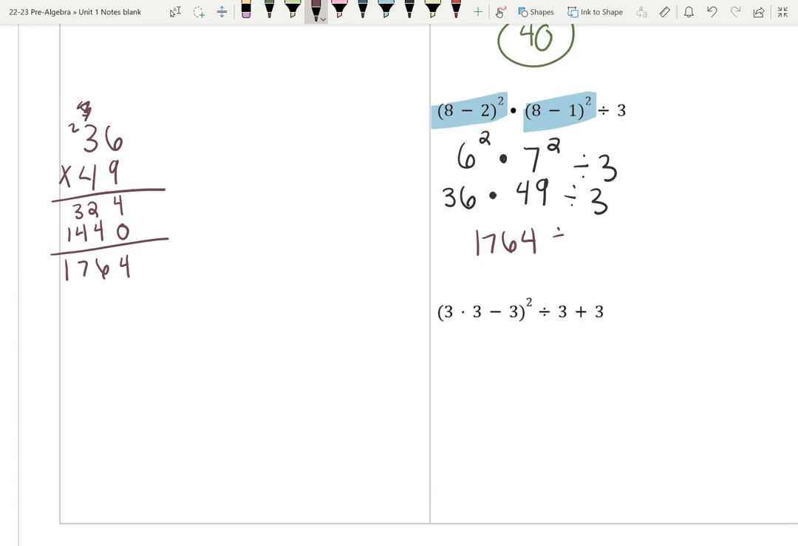All right, well, my pen just stopped working here. So I'm just going to go ahead and tell you so I don't have to re-record this. Divided by 3 would give me 588.